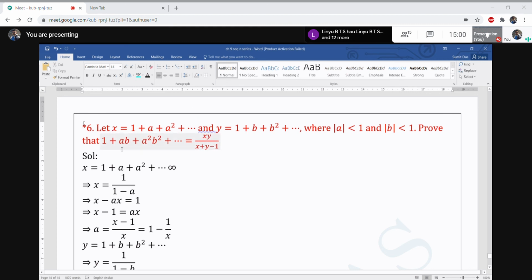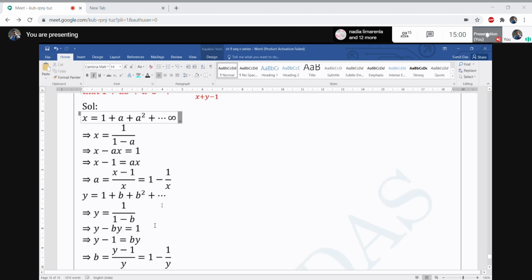Now we can see that x equal to 1 plus a plus a square up to infinity. This is following our infinite GP. So we are using the formula. We are getting x equal to 1 by 1 minus a, because 1 is the first term and a is the common ratio. Okay, so after that we are cross multiplying. We are cross multiplying.